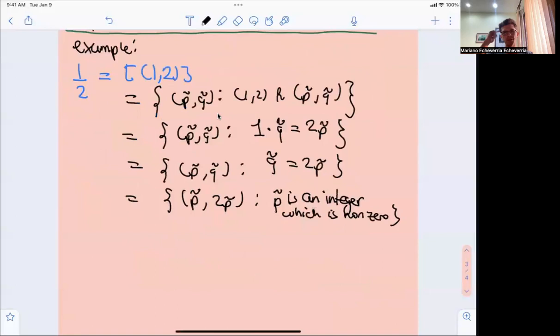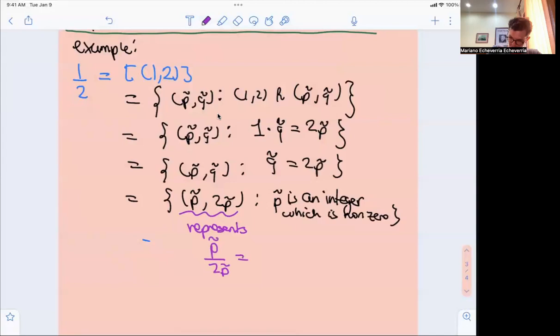And notice that this kind of makes sense because this should be the same. What I'm trying to say is that you should think of this as representing the equivalence class of P tilde over 2 P tilde, which is 1/2.